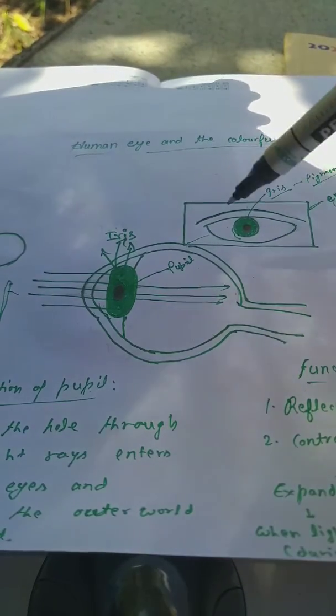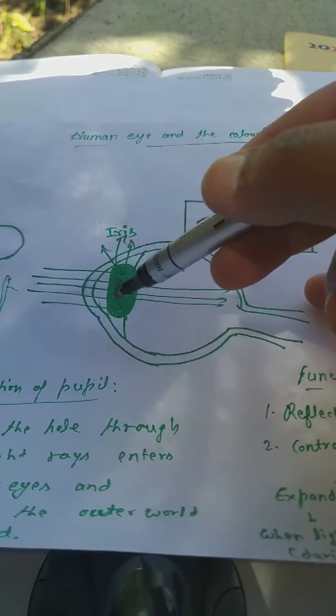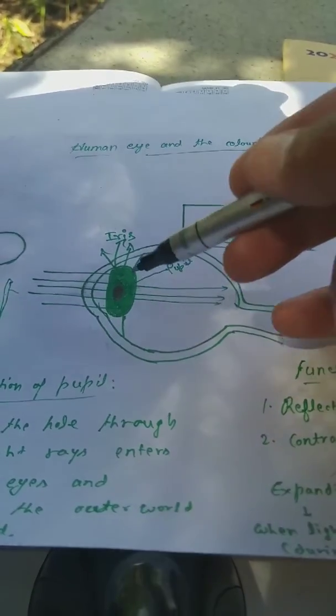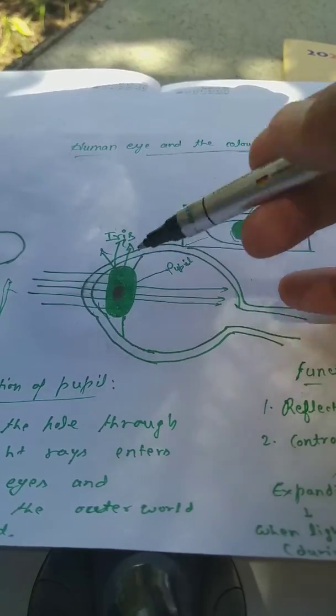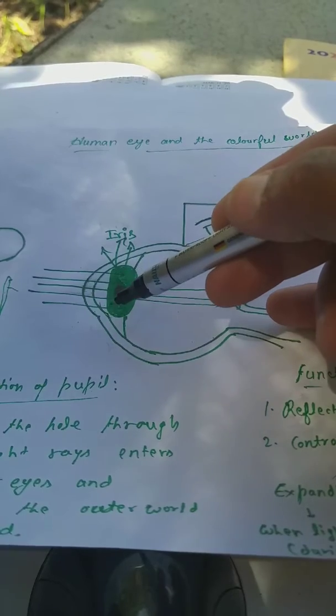Are you getting it? So this way we are able to see it. Okay, so this hole is known as the pupil. Now there is one more function of the iris: the function of the iris is to control the size of the pupil.